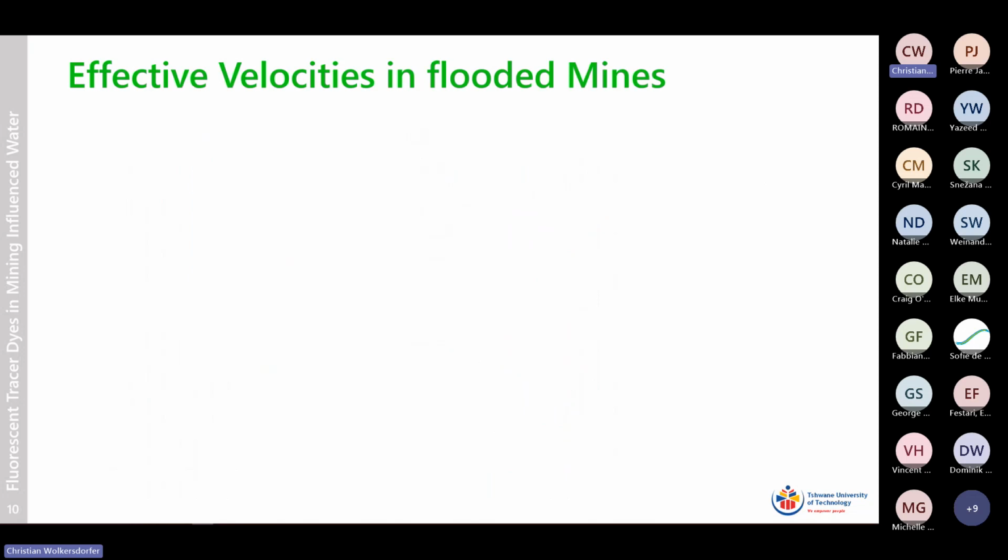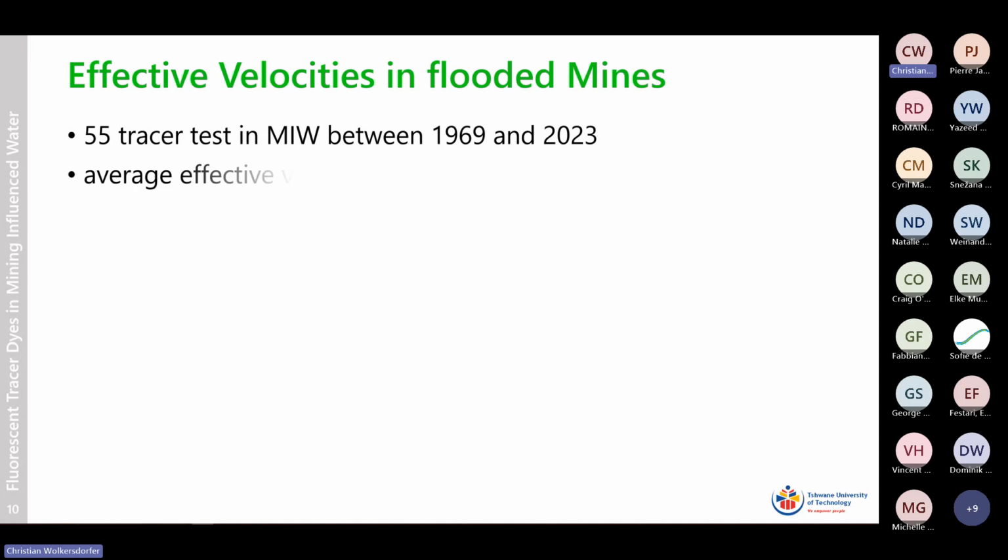Now, effective velocities in flooded mines. To our knowledge, there are 55 tracer tests in mining influenced water between 1969 and this year.